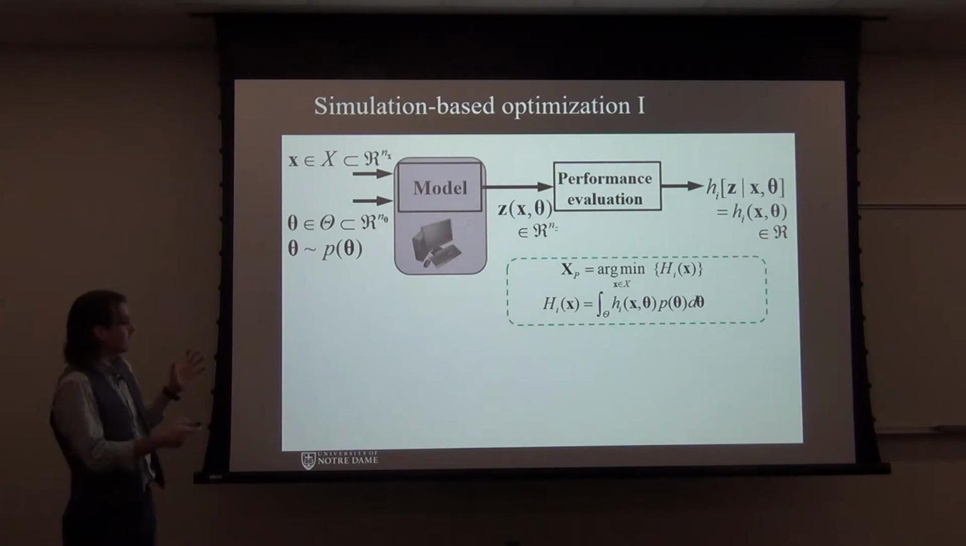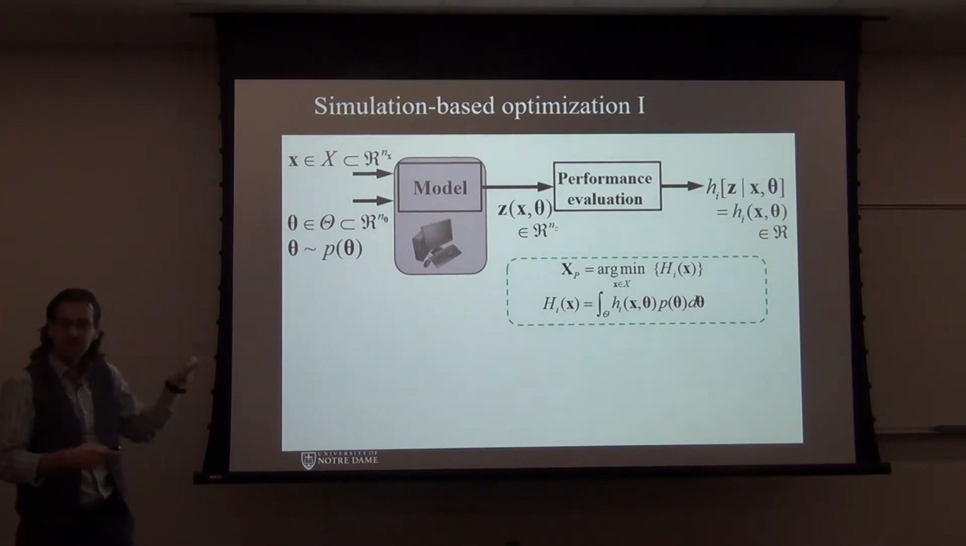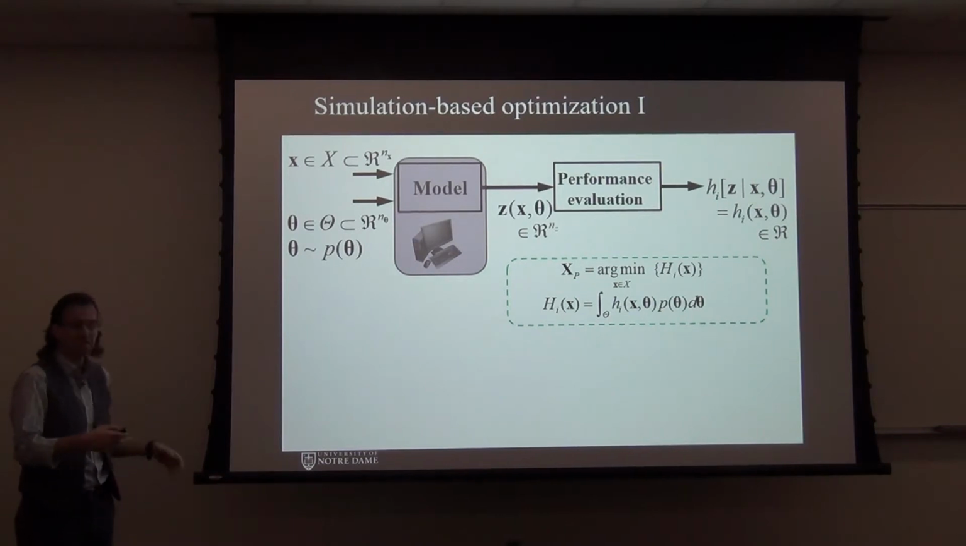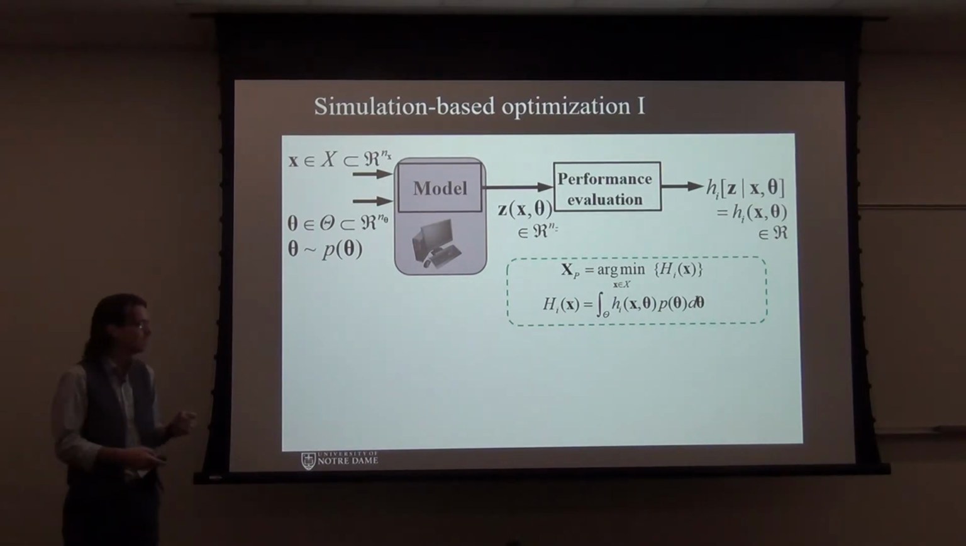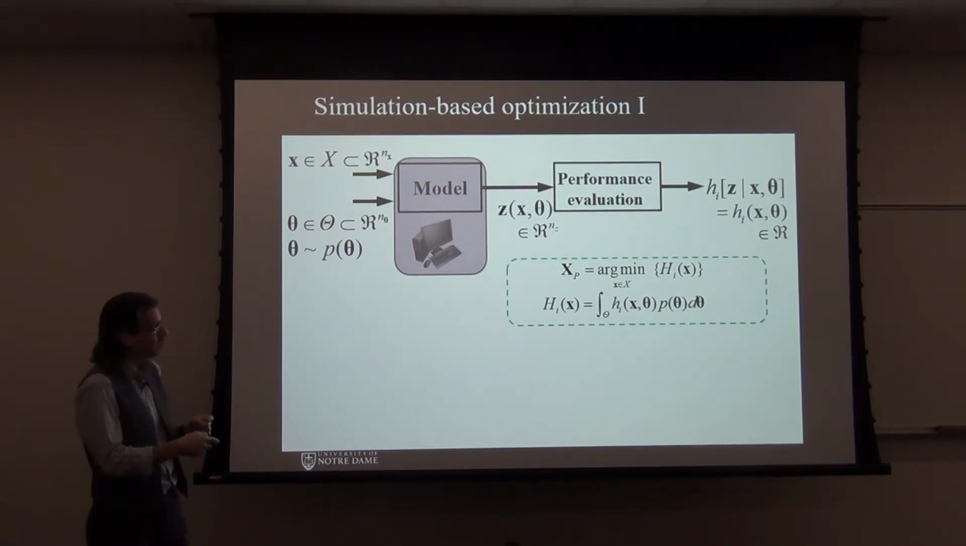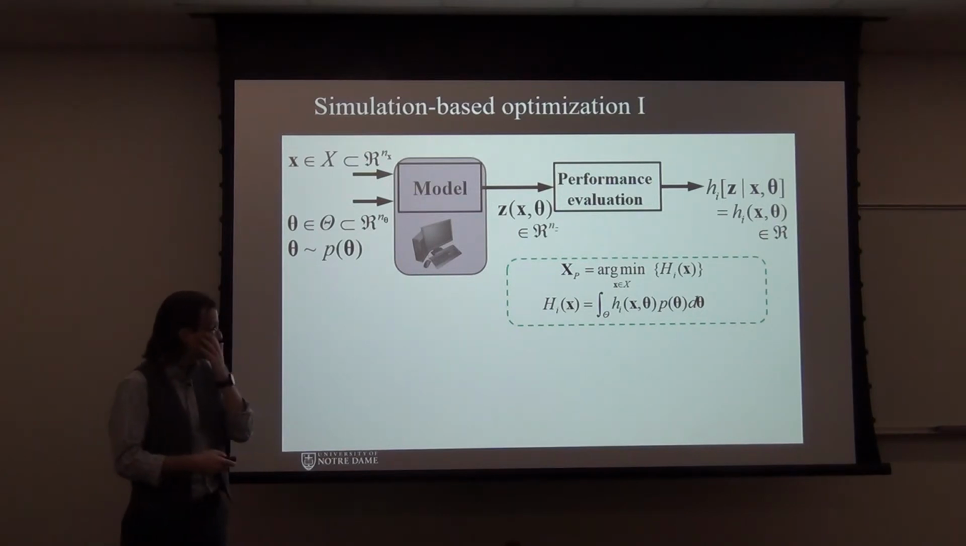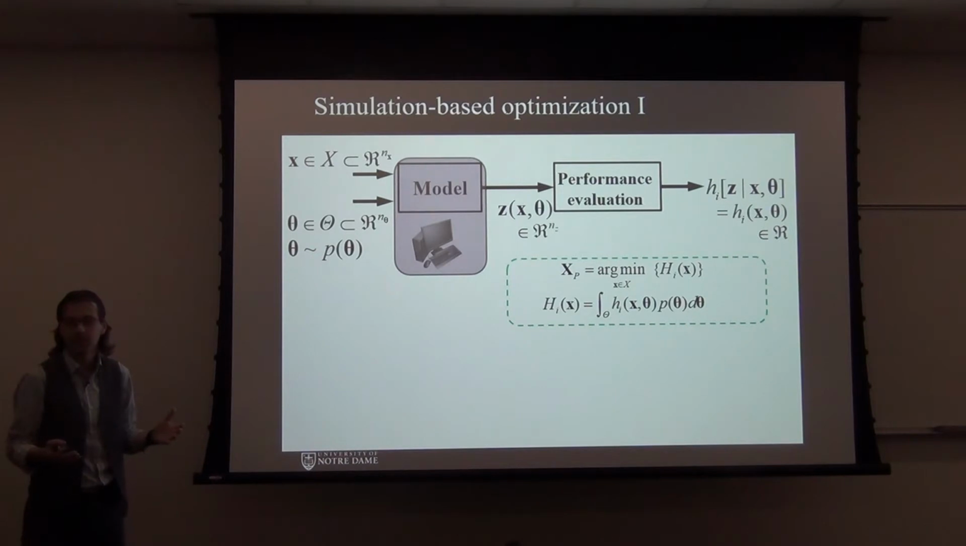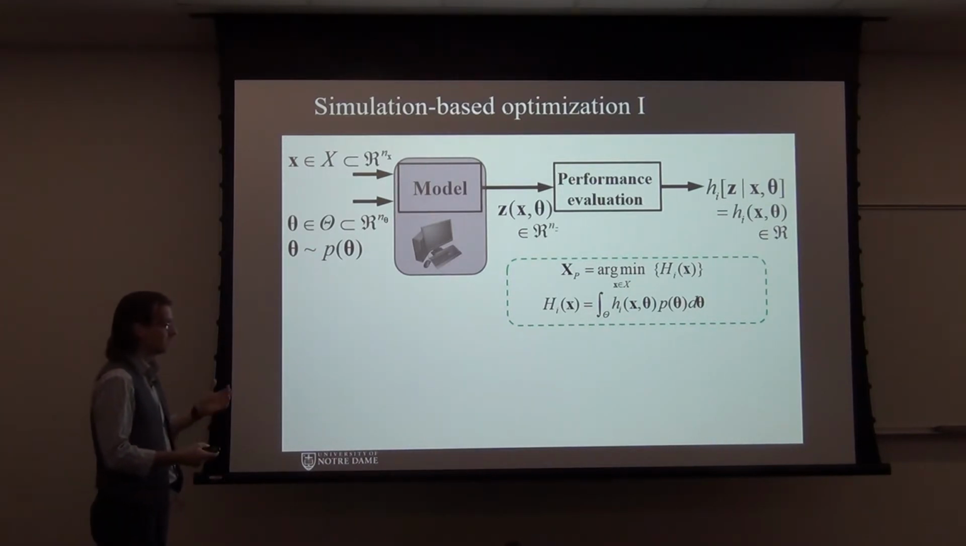So this is the block diagram representation of the previous problem, and in order to solve this optimization and identify the Pareto set, we need to evaluate the objective function, which corresponds to a high-dimensional probabilistic integral, with dimension as high as the number of uncertain parameters that you have.